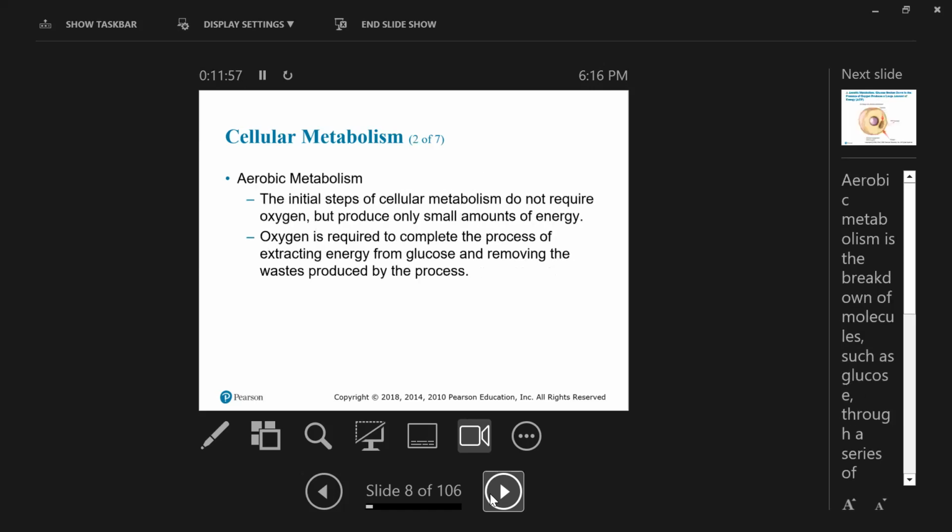The initial steps of cellular metabolism do not require oxygen, but produce only small amounts of energy. Oxygen is required to complete the process of extracting energy from the glucose and removing the waste produced by this process, which is carbon dioxide. The other waste product that you have when it comes to cellular metabolism is water. So it's carbon dioxide and water.